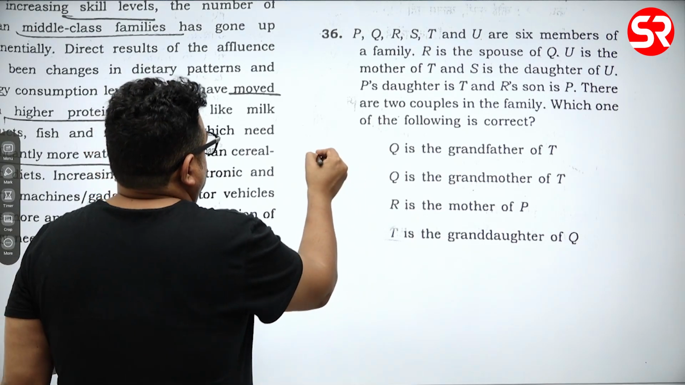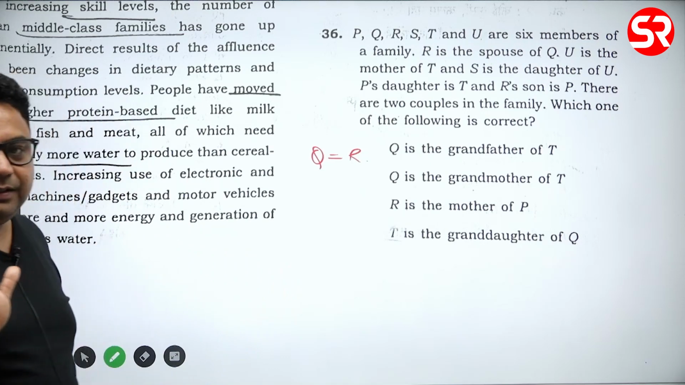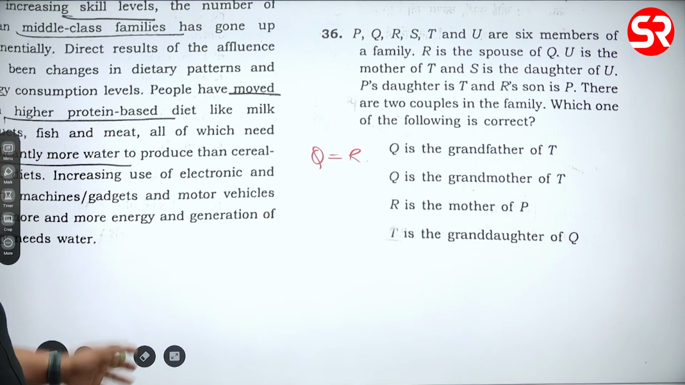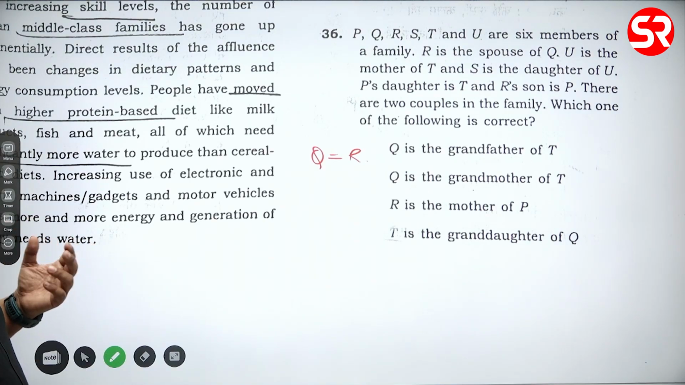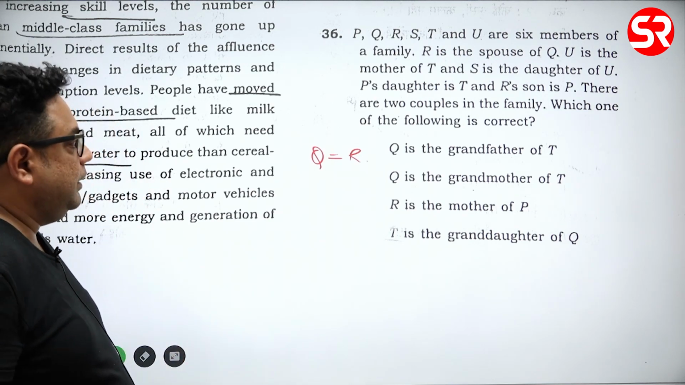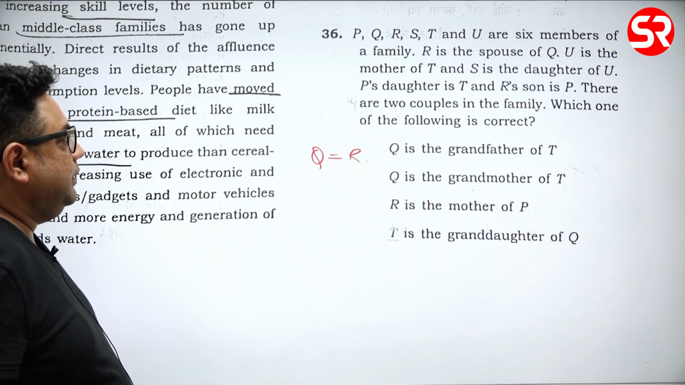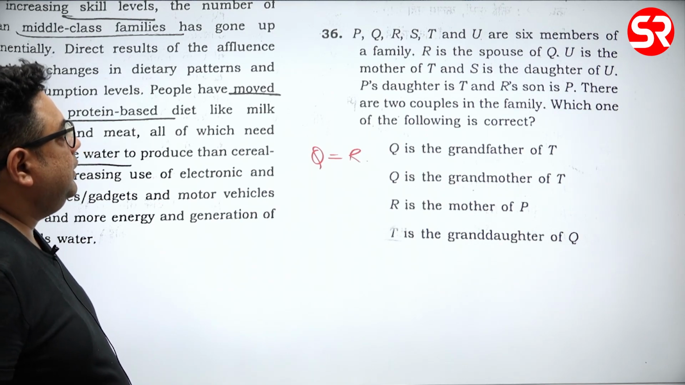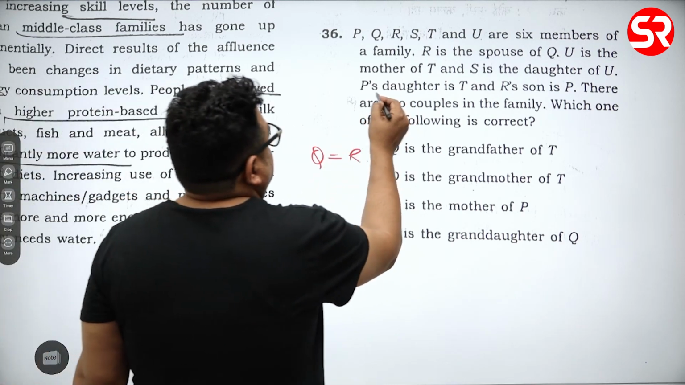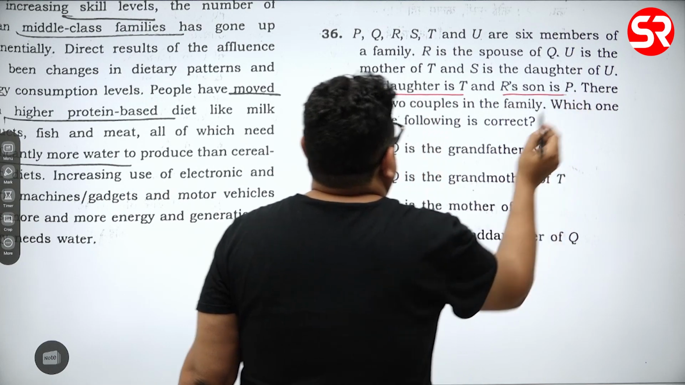Q and R, they are married. We don't know the gender, let it be. U is mother to T, and S is daughter of U. U is mother of T, done. And then he says S is daughter of U. All right, done. P's daughter is T, and R's son is P.